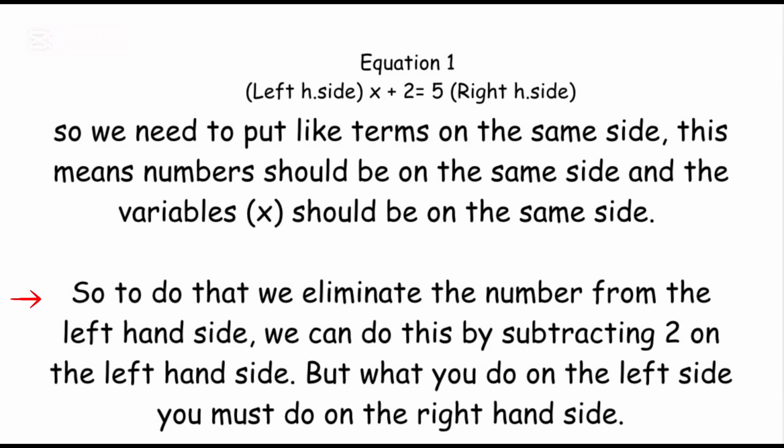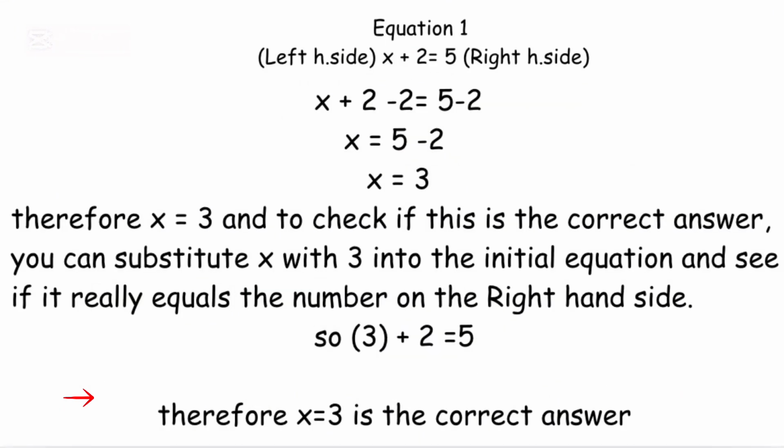We can do that by subtracting 2 from the left hand side, and the reason we are doing this is because 2 minus 2 will be 0 and we will be left with x on the left hand side. But what we do on the left, we must also do on the right. You must always remember this on equations. So it will be x plus 2 minus 2 equals 5 minus 2. That gives us x on the left hand side and 5 minus 2 on the right hand side.